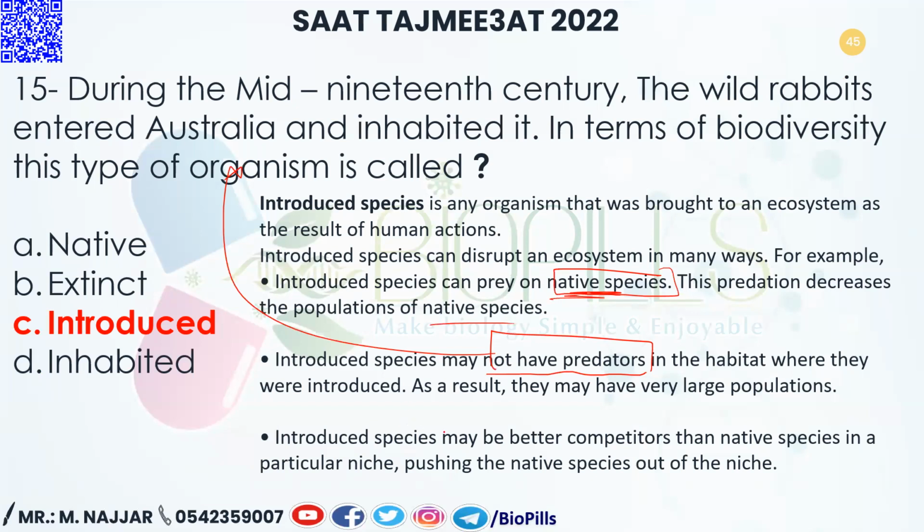Maybe also the introduced species are better competitors than the native species. So what happened in Europe when they introduced the American gray squirrel to Europe is that now it has an advantage or privilege over the European red squirrel. So the red squirrel didn't find anything to do except move out to another place, or even become extinct. So the number is dramatically decreased in Europe.